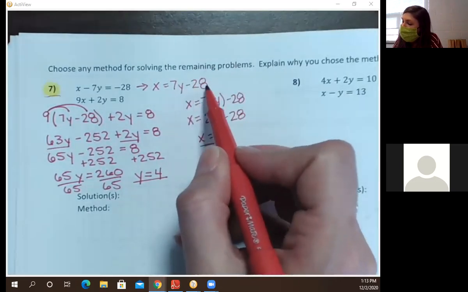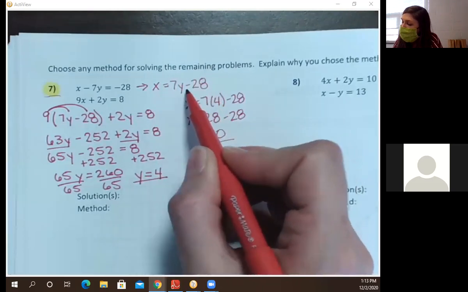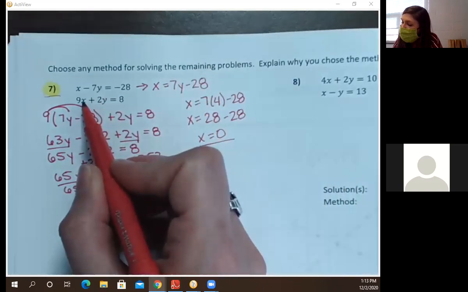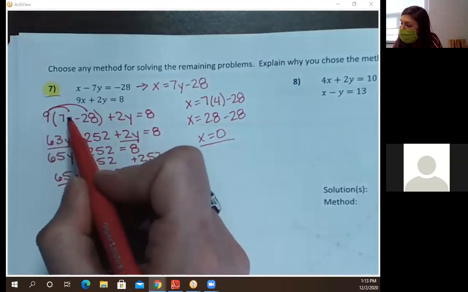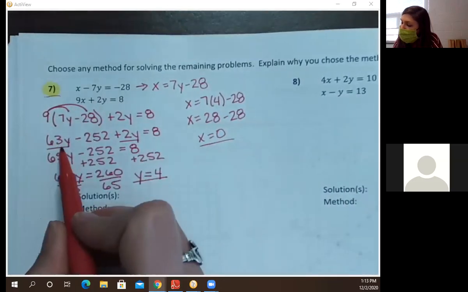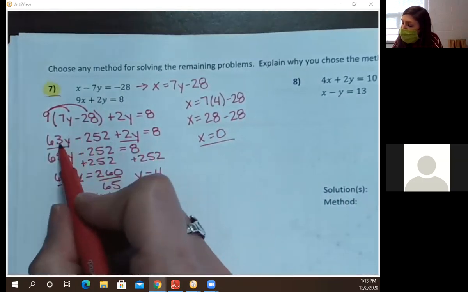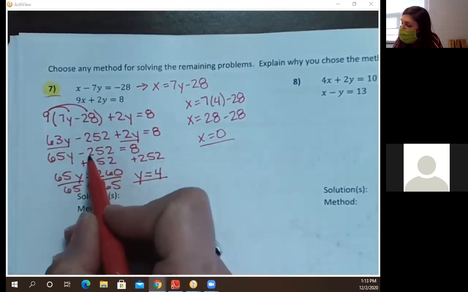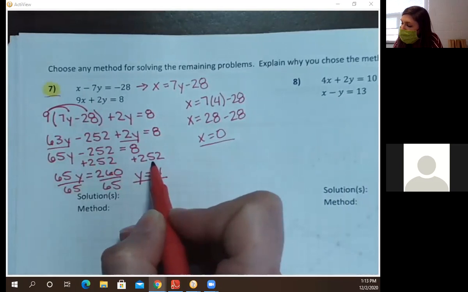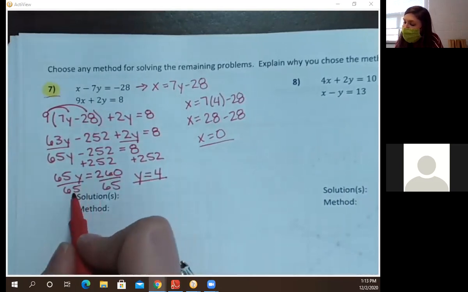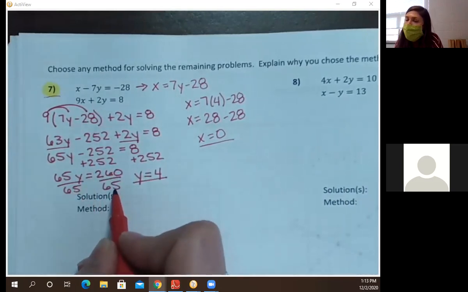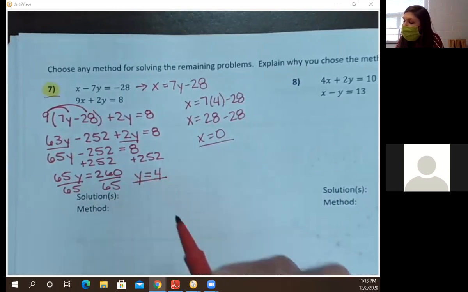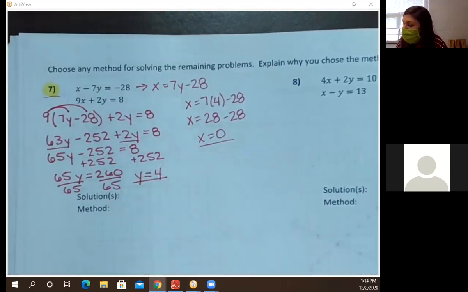So I took this stuff that x is equal to and plugged it in for x in that second equation. Then I distributed that 9 inside parentheses. Then on the left, I combined my like terms. Then I moved that 252 to the other side. Then I got y by itself by dividing both sides by 65. So I found y to be equal to 4.